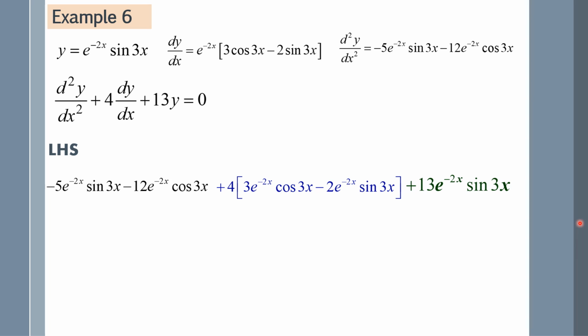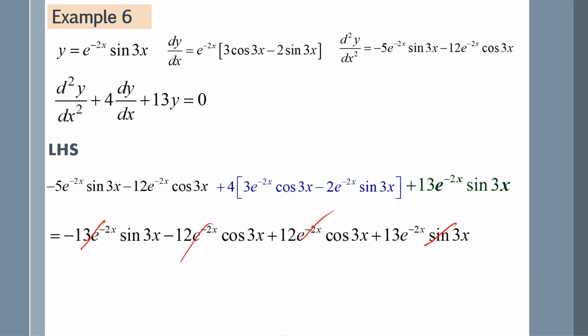Then we simplify until we get negative 13e^(-2x) sin 3x minus 12e^(-2x) cos 3x plus 12e^(-2x) cos 3x plus 13e^(-2x) sin 3x. So we cancel this one, and also this one, until we get 0. So this is equal to the right-hand side.